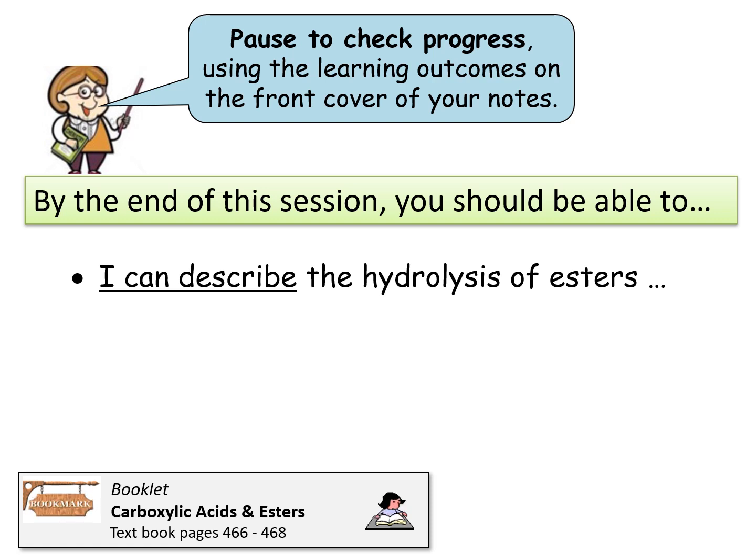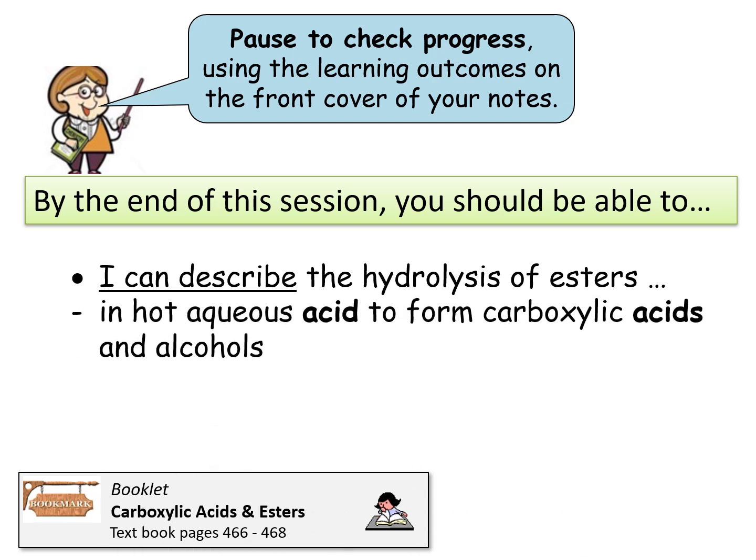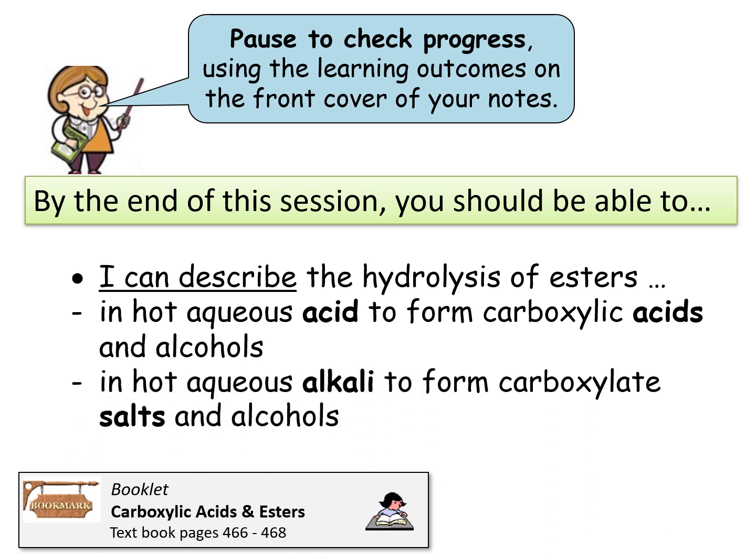So remember, there's two ways to hydrolyze the ester. Depending on the catalyst that you use, that will dictate the types of products that you make. So if we use an acid catalyst, you get the carboxylic acid with the alcohol. And if you use the alkali catalyst, then you get the carboxylate salt and the alcohol. So make sure you've got those clear in your mind.